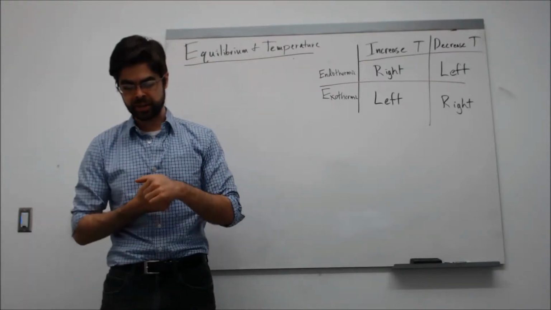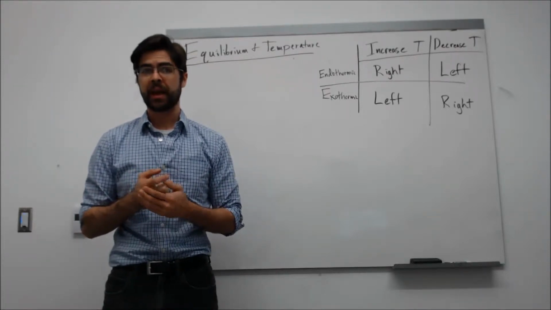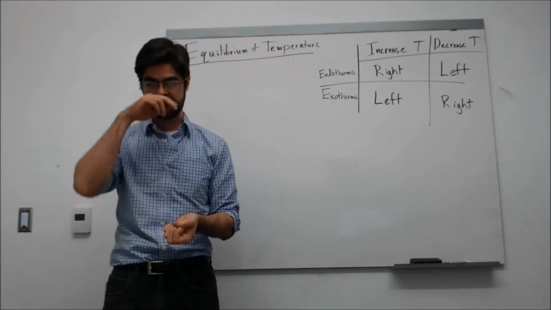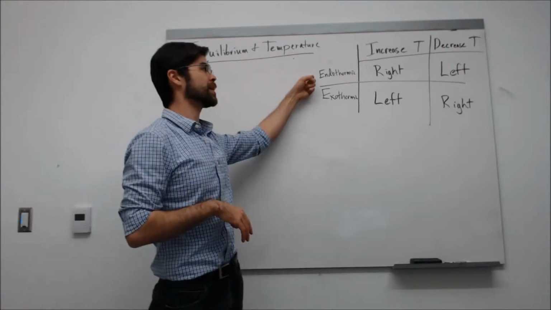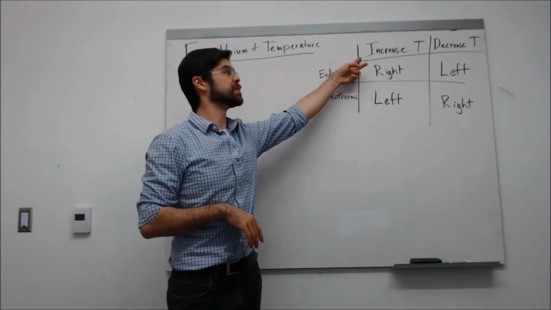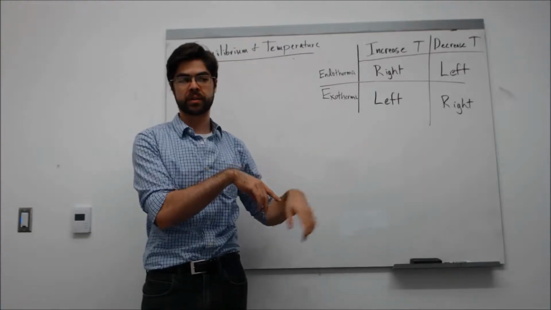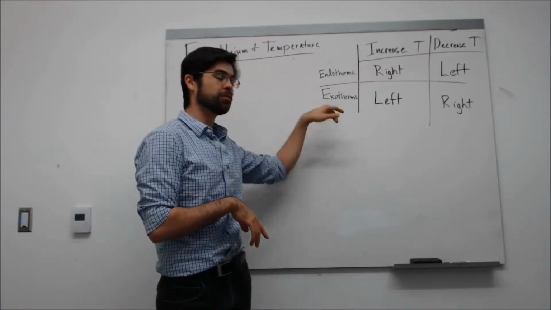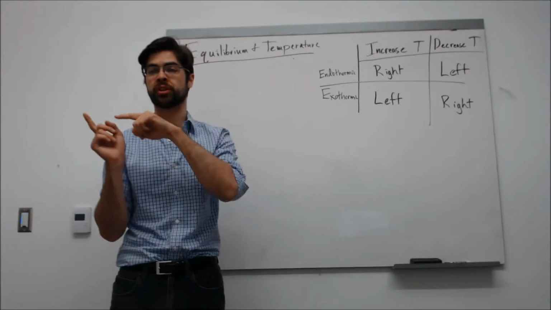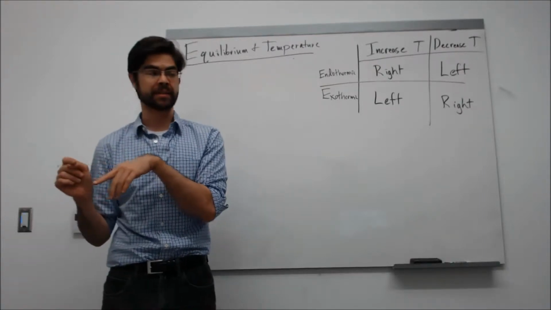This one is a little bit more confusing in the sense that it depends, and it's not 100%, but there is a general trend here. The general trend is that if a reaction is endothermic and you increase the temperature, that has a tendency to shift the equilibrium towards the products. So it shifts to the right. If the reaction is exothermic, increasing the temperature tends to shift the reaction back towards the reactants.